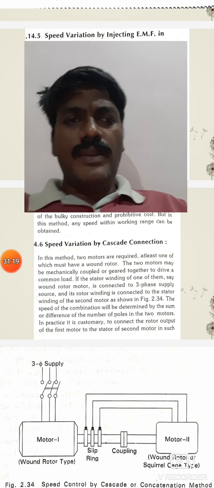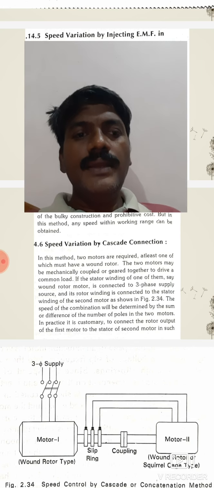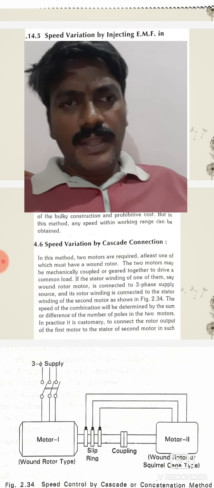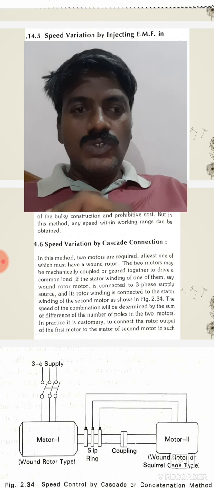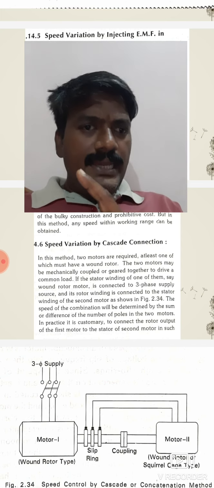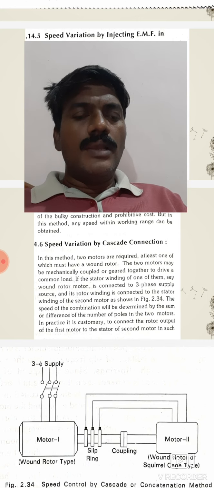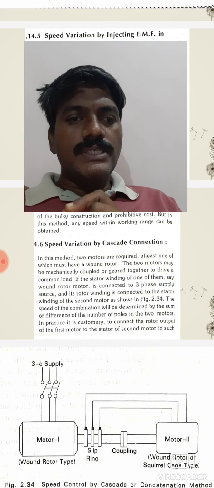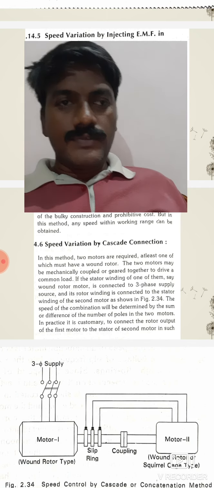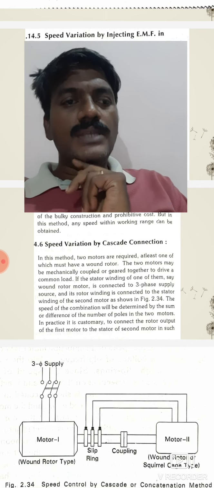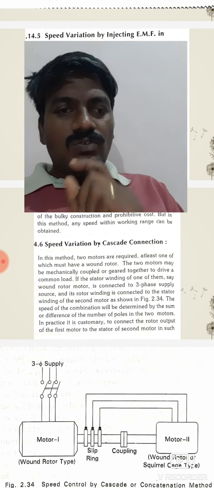Please remember, it is a very important method. In this method, two motors are required, at least one of which must have a wound rotor, a slip ring rotor. It's a very important point for competitive examinations. In a cascade connection, at least one motor must have a wound rotor.